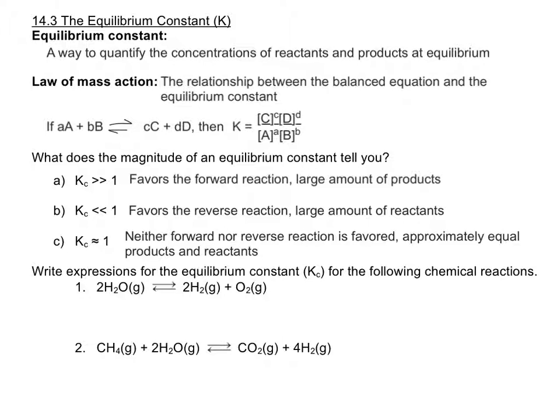All right, so now let's write a couple of equilibrium expressions. So for our first reaction here, we want to write K is equal to, and we put our products on top, so it'll be the concentration of H2 squared, because there's a coefficient of 2 next to H2, times the concentration of O2, and that'll be divided by the concentration of H2O squared, because again, it has a coefficient of 2. And for the second one, our equilibrium constant would be the concentration of CO2 times the concentration of H2 to the 4th power, divided by the concentration of CH4 times the concentration of H2O squared.